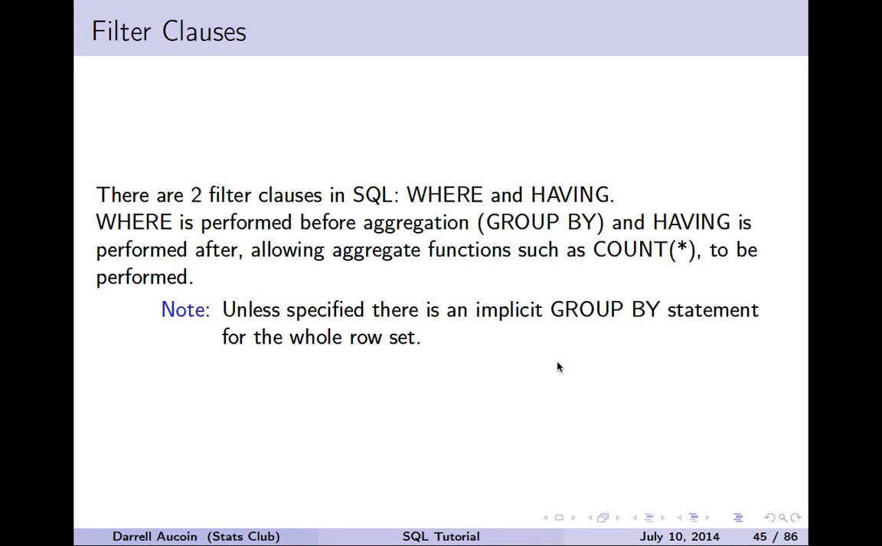There's basically two filter clauses in SQL: where and having. Where is applied before aggregation by the group by, and having is performed after, allowing aggregate functions to be used. There's an explicit group by statement in SQL. So if you use an aggregate function without the group by, it will return one row of that aggregate.